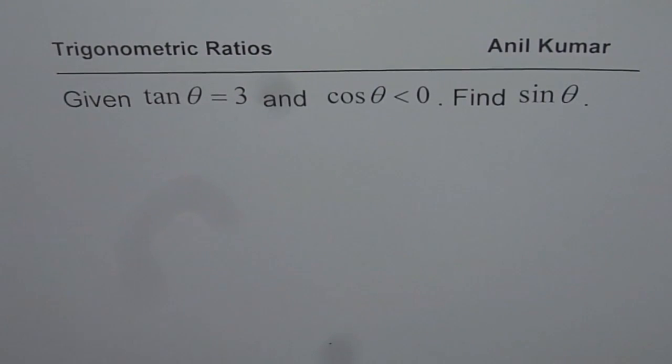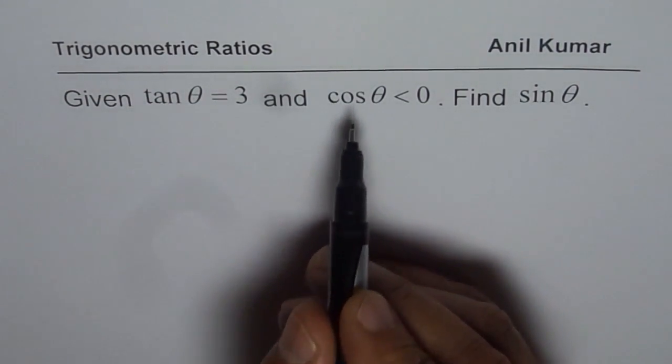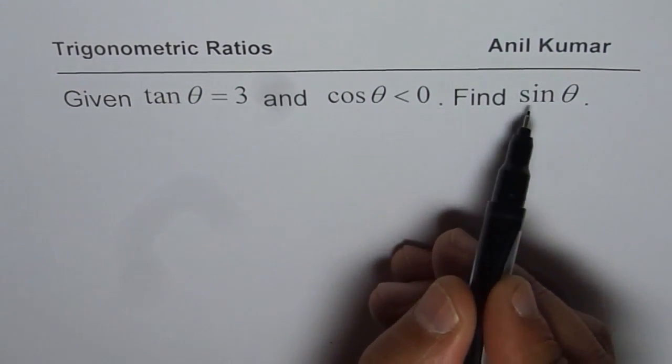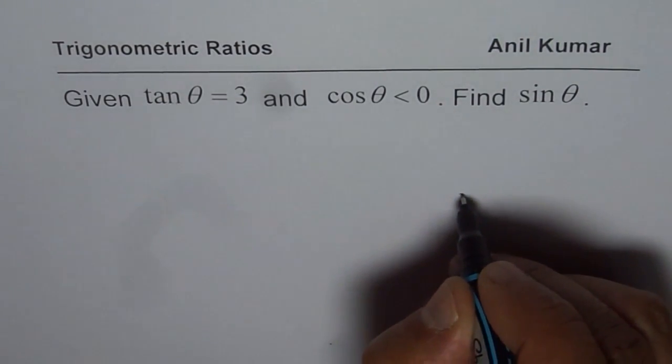I'm Anil Kumar, and in this video we'll try to understand how to evaluate trigonometric ratios and apply the knowledge of CAST rule and SOHCAHTOA, the two basic things which we've learned about trigonometric ratios, to solve questions. The question here is, given tan theta equals 3 and cosine theta less than 0, find sine theta. Let's try to understand this question a bit more.